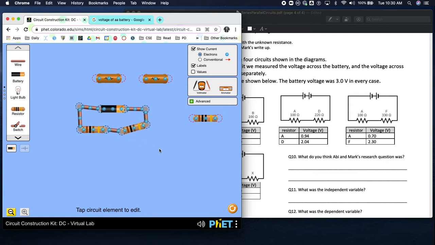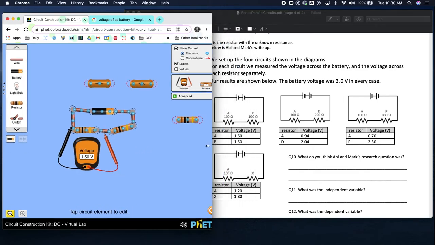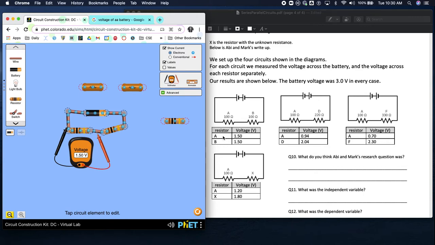Okay, all right. Now I need my voltmeter. Okay, I am testing. We have 1.5 volts here, which is what we got for resistor A. All right, that's what they got, good. Now we're gonna test this one, 1.5 volts. Okay, so far so good.